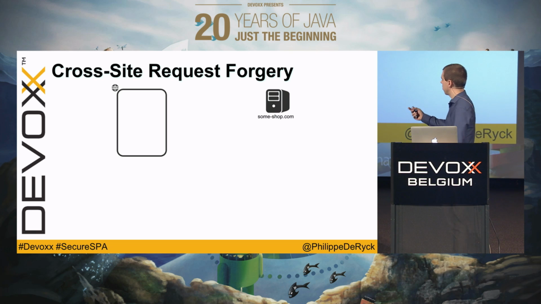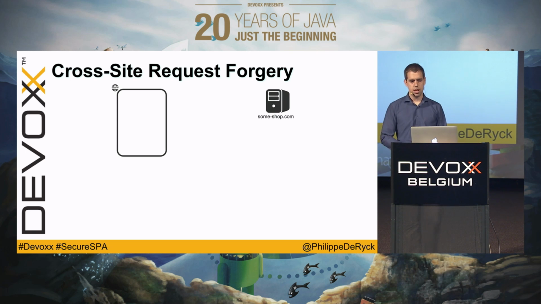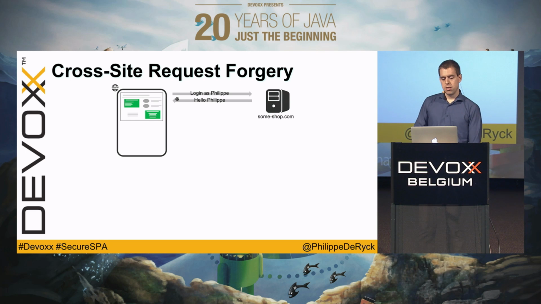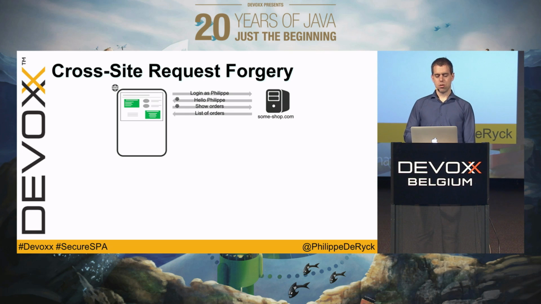We have the browser on the left, and we have the shop website on the right. You simply visit the shop and you log in as Philippe, and you get a session cookie in return. CSRF is, by the way, the short version of cross-site request forgery. It doesn't matter whether it's a client-side or a server-side session. As long as it's a cookie, you're vulnerable to this. So what happens? You want to see the list of orders. You give the server your session cookie, and you get the list of orders in return.